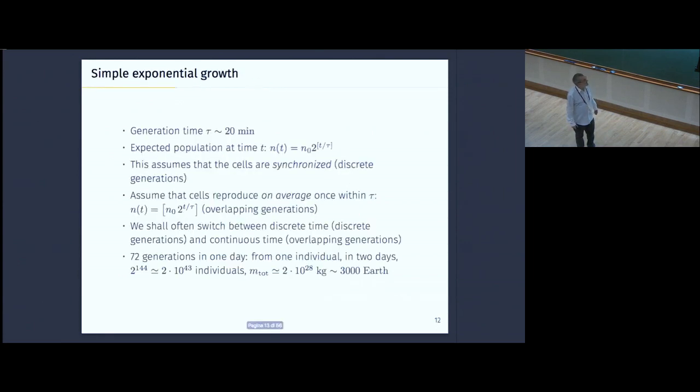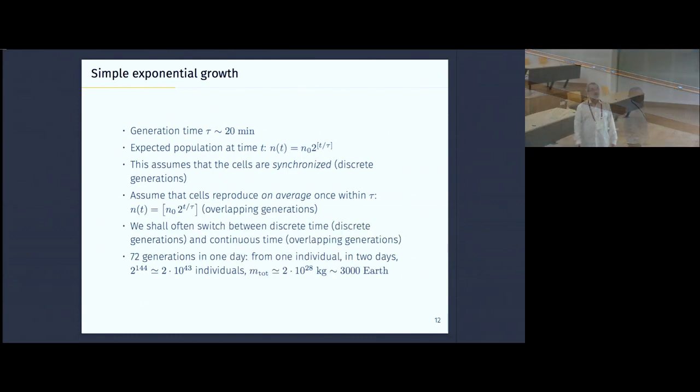Now, to have an idea, the generation time is about 20 minutes, as I said. If you imagine a very large sample, neglecting fluctuations, and you assume the cells are synchronized, like a battalion, reproducing exactly every 20 minutes, then the expected number of individuals at any time t is the initial number of individuals times 2 to the power t divided by the reproduction time, taking the integer part. But of course, the cells reproduce when they want, so they are not synchronized.